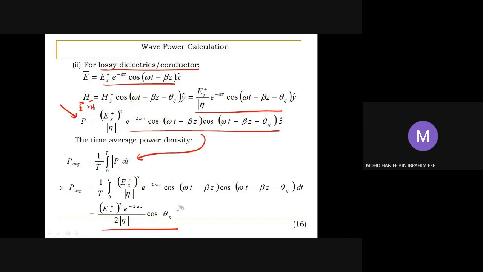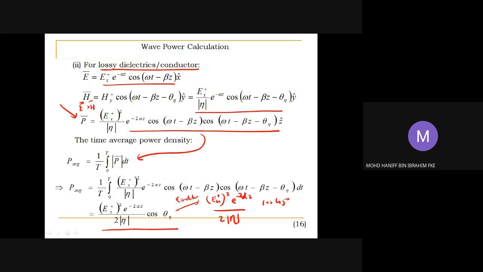This is for the case of a lossy medium. For the case of a good conductor, we have about the same equation, with negative 2 alpha Z, cosine of 45 degrees, and the impedance amplitude. Please note that the values for alpha and the impedance amplitude shall be based on the formulations for the case of a good conductor.